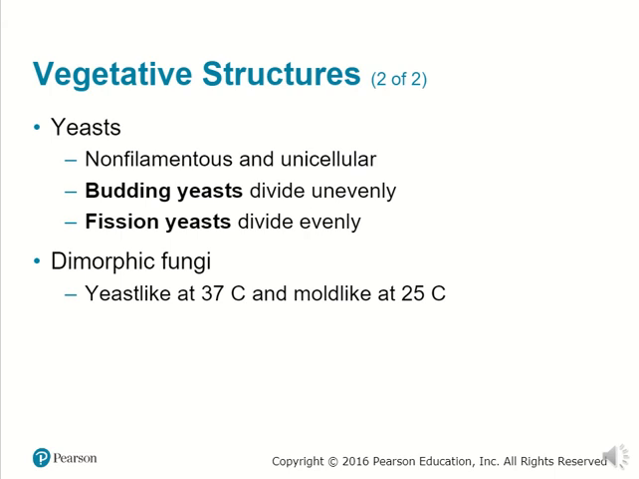To continue vegetative structures, there are yeasts, which are non-filamentous and unicellular organisms. Budding yeasts will divide unevenly. Essentially, a new yeast cell will branch off of an old one. But there are also fission yeasts, which will essentially divide evenly from one yeast cell to two new ones. In the case of dimorphic fungi, they are yeast-like at 37 degrees Celsius and mold-like at around 25 degrees Celsius.